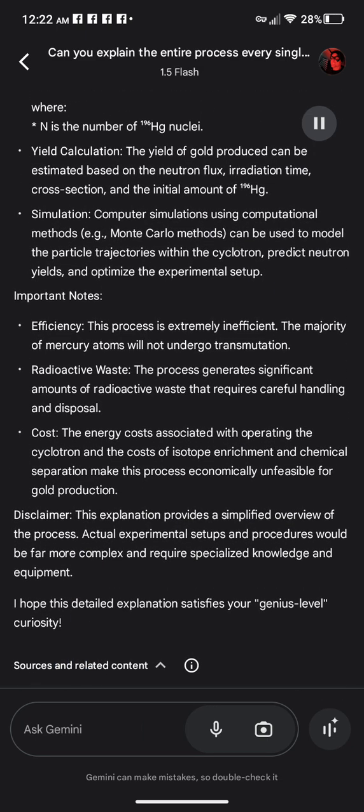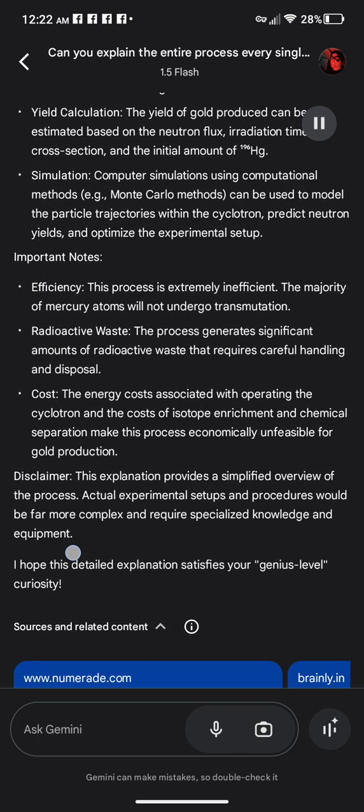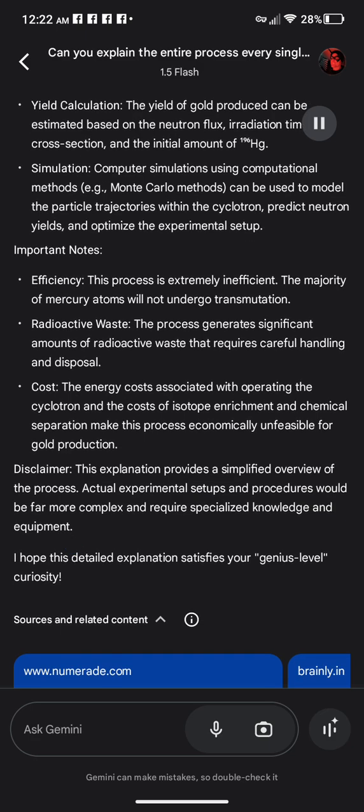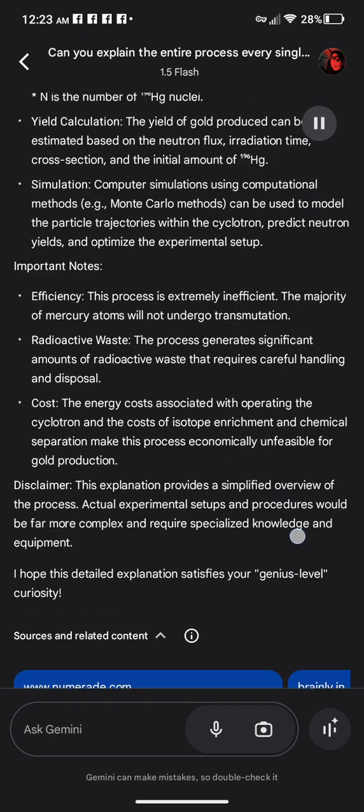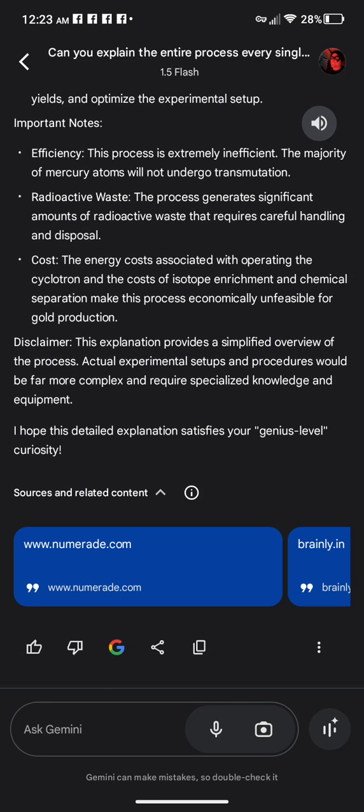Important notes. Efficiency. This process is extremely inefficient. The majority of mercury atoms will not undergo transmutation. Radioactive waste. The process generates significant amounts of radioactive waste that requires careful handling and disposal. Cost. The energy costs associated with operating the cyclotron and the costs of isotope enrichment and chemical... Let's make the process better.